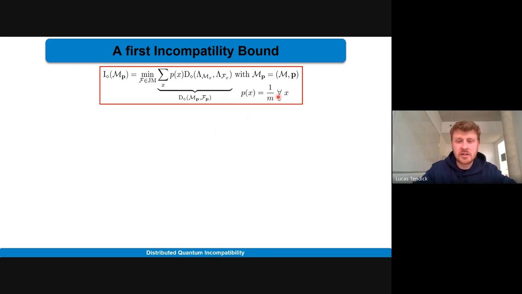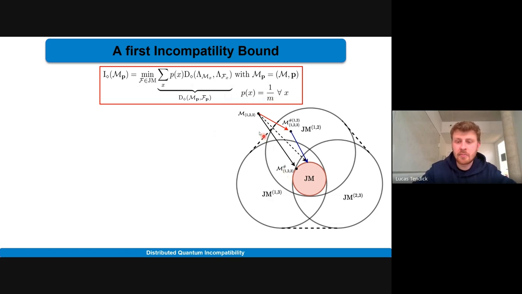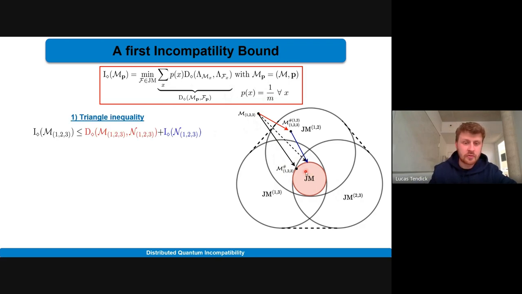And just for simplicity, we take this probability distribution Px to be uniformly distributed. I show you later in a slide that this is really just for the convenience of the presentation. And let's look at an assemblage which might be here. And instead of computing directly the distance to the set of jointly measurable assemblages Jm, where I denote the closest element here by putting a hash onto it, we do a detour to this point and then do the triangle inequality.